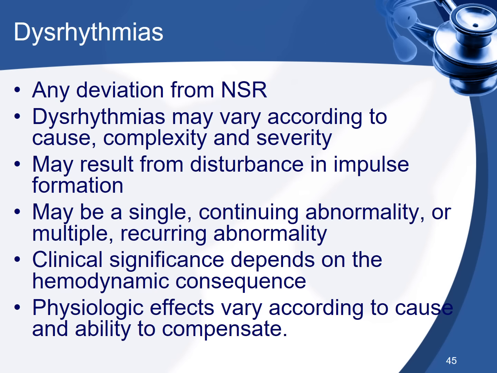What is a dysrhythmia? Dysrhythmia really is a deviation from normal sinus rhythm. It can be different. It can come from different places. It may be because of impulse formation, it may be single, it may be continuous, it might be lethal, it may be benign. So there's a lot of different things going on with the dysrhythmias.